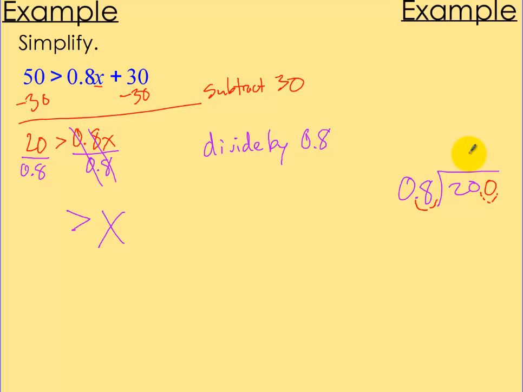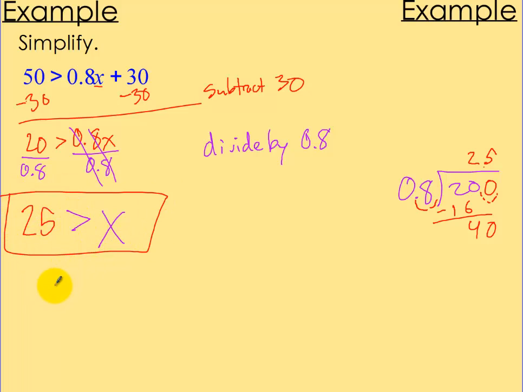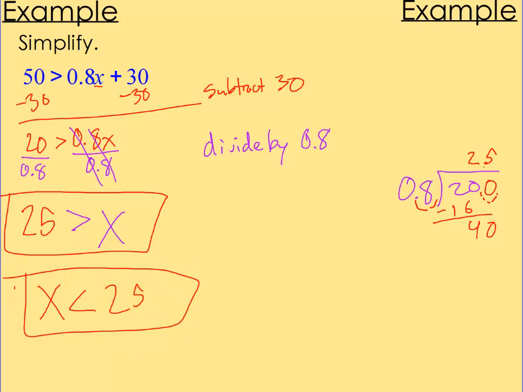8 goes into 20 2 times. And subtract that, you get 4. And drop down the 0, and that goes in 5 times. So my answer is 25. 25 is greater than x, or you can flip that and say x is less than 25. Either way will work. That's it.